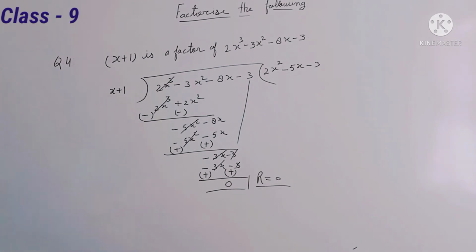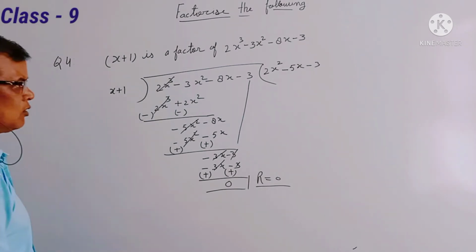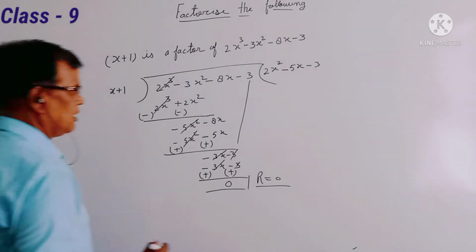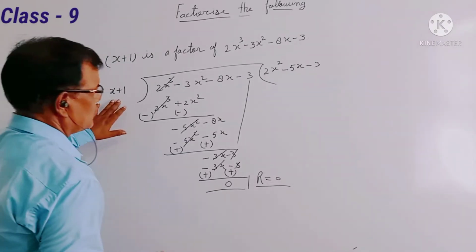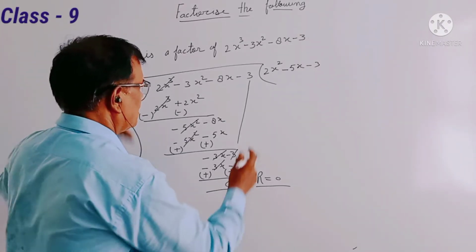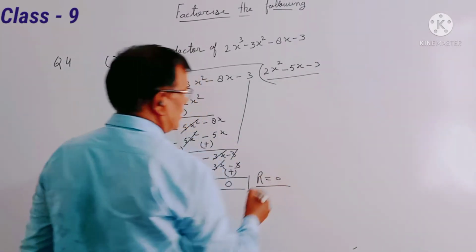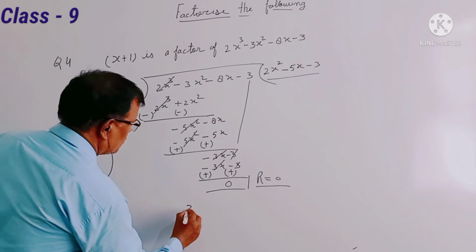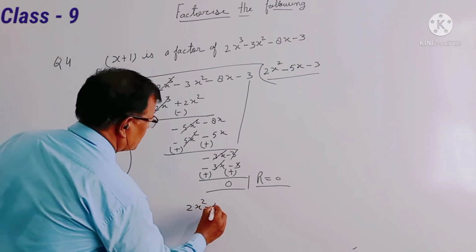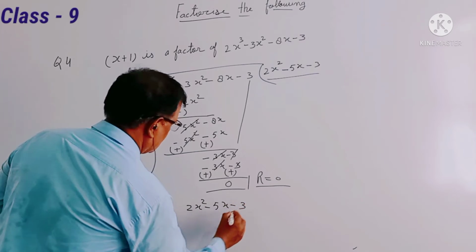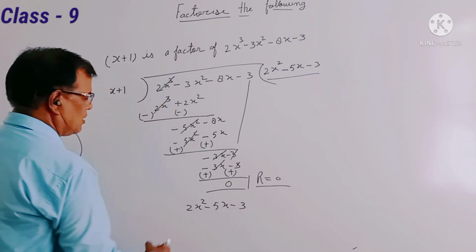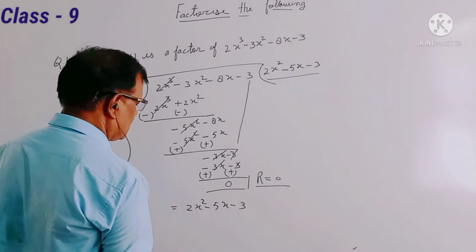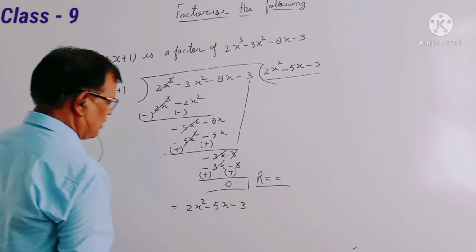Now we are going to find the other two factors. There are two methods to find the other two factors. As the first factor is given, we find the factors of this and multiply both. First, 2x square minus 5x minus 3. As 3 times 2 is 6, it is minus 6. So the multiplication should be minus 6 and the sum should be minus 5.